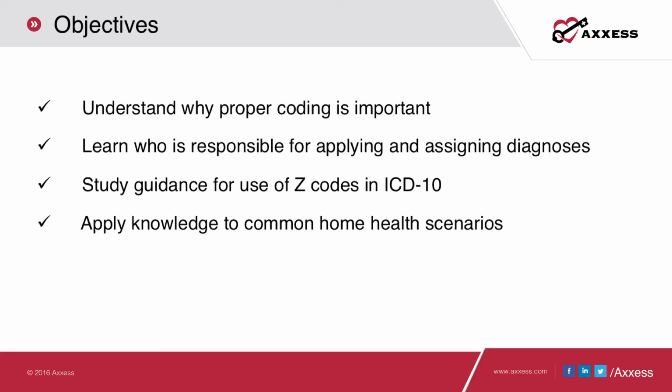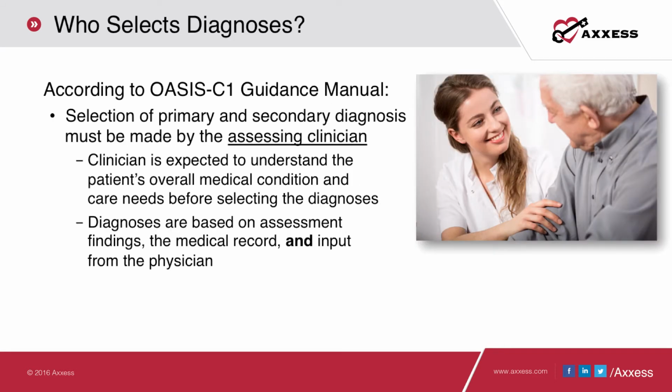Our objectives today are to understand why proper coding is important, to learn who is responsible for applying and assigning diagnoses, and to study guidance for the use of Z codes in ICD-10-CM, and then apply that knowledge to common home health scenarios. As we do in each part of our series, we briefly go over the OASIS C1 guidance manual here regarding who selects the diagnoses and the coding. But again, as we always say, be sure that you go back to part 1 of the 12-part series if you have more questions about this topic, as it's more fully covered in that section.